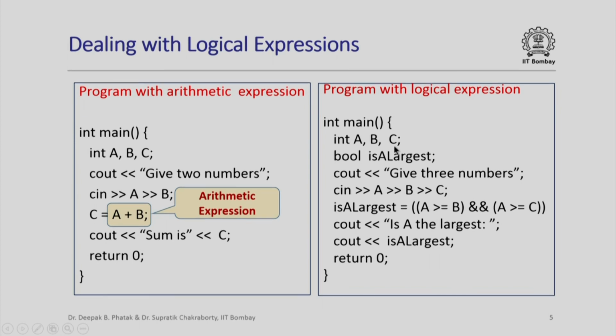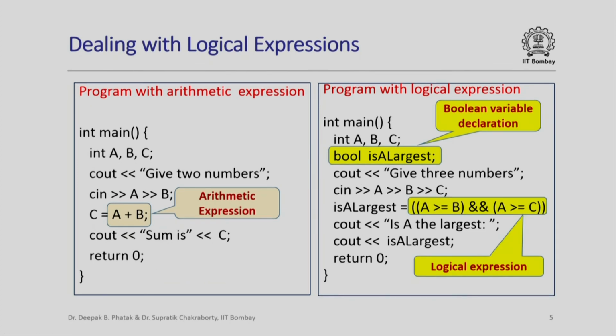It has three integer variables declared a, b, c, just like your previous program, but it also has a boolean variable declared called is a largest. Note that I have named this variable such that it conveys the purpose of this variable. Most likely this variable should be set to true if a is the largest of the three values a, b, c. And then we say give three numbers, this message is output on the screen, and then we read three numbers and then we compute the value of this boolean variable is a largest in this manner, and this is what we are going to call a logical expression.